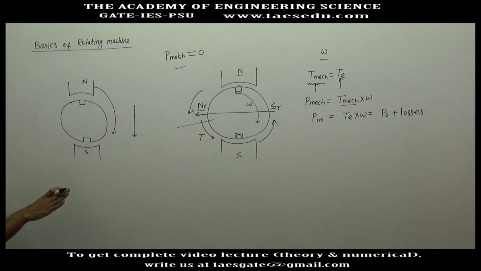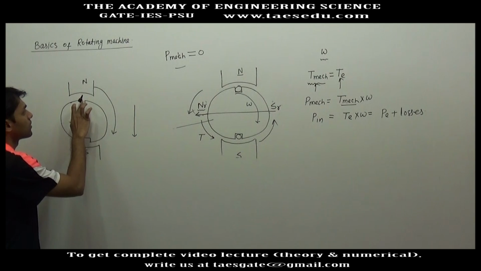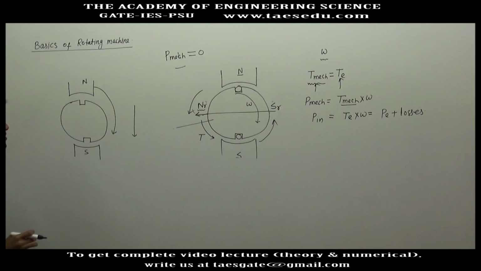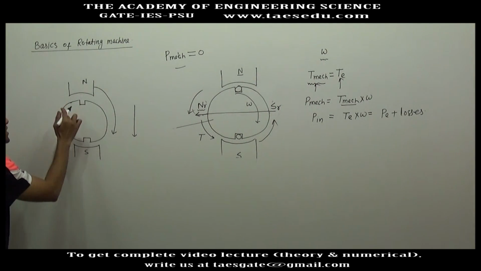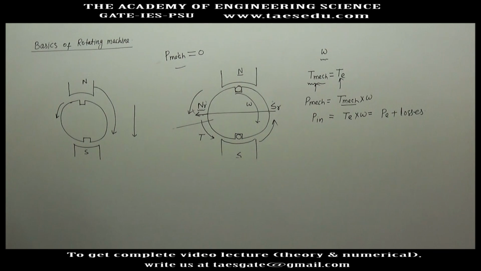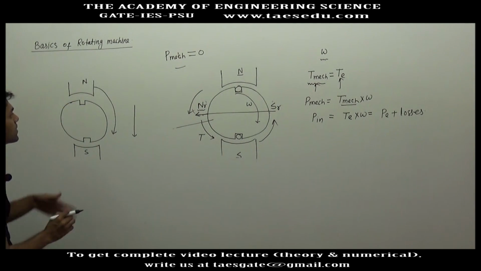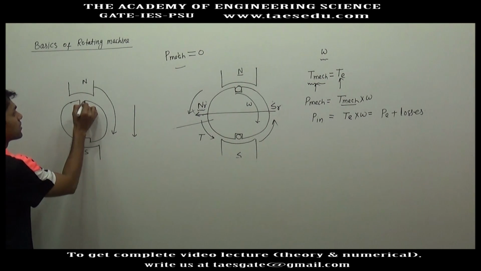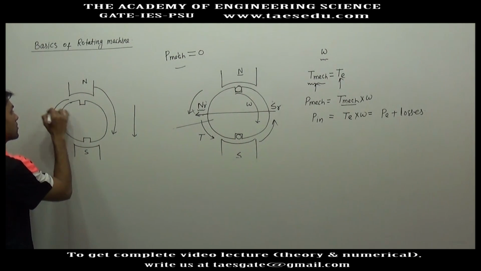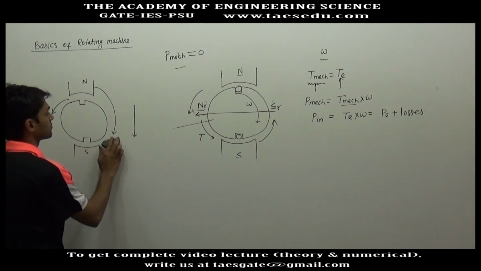So this can also be viewed as the north pole and south pole being stationary, and relative to the north pole and south pole this frame is rotating in the anti-clockwise direction. The actual case is that this part is stationary and the north pole and south pole are rotating in the clockwise direction. This can be viewed as if the poles are stationary and relative to the poles the rotor frame is rotating in the anti-clockwise direction. Okay.